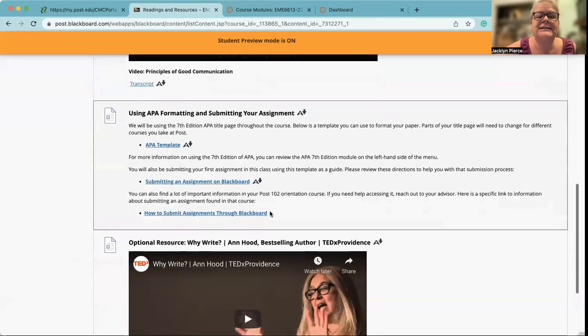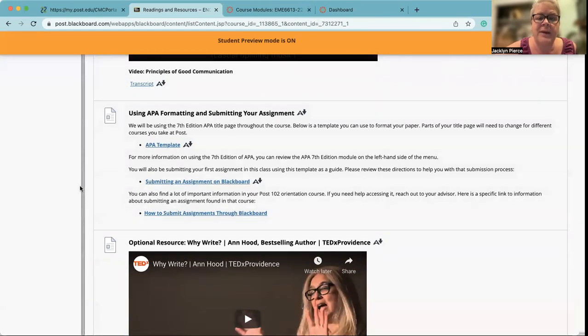Next, you have a section on using APA formatting and submitting your assignment. This is an extremely important thing to get because we're going to be turning in formal writing assignments in all but 3 of the units. So in each one of those, you're going to need to have an APA paper, APA styled paper saved as either a Word document or as a PDF file.